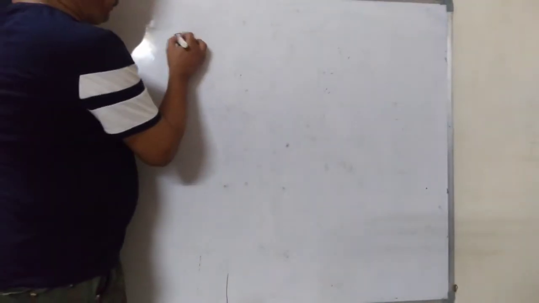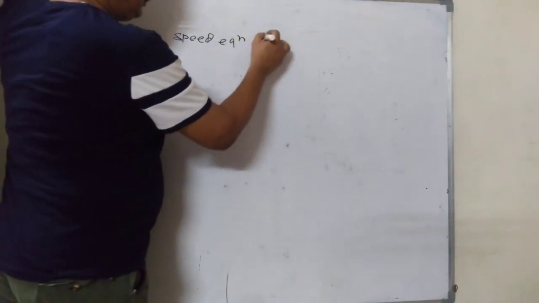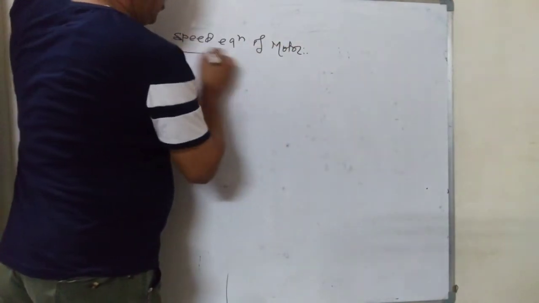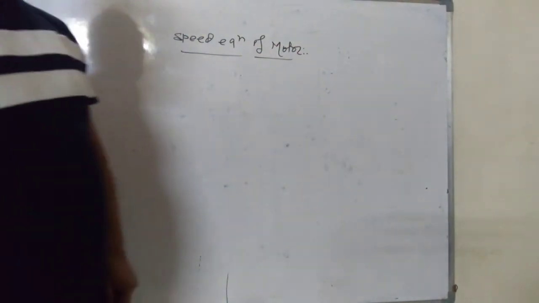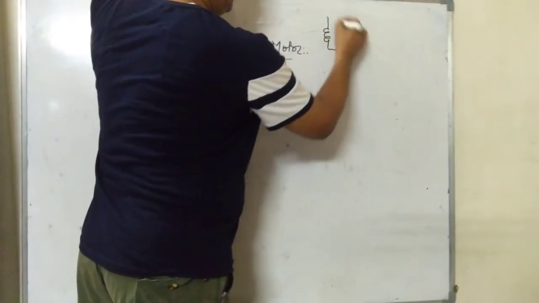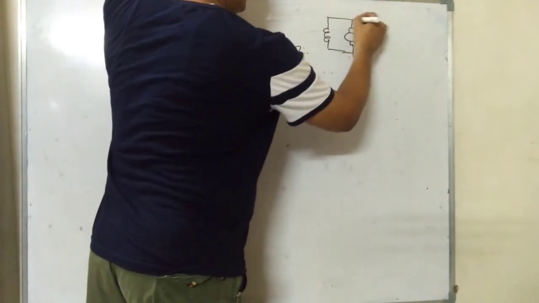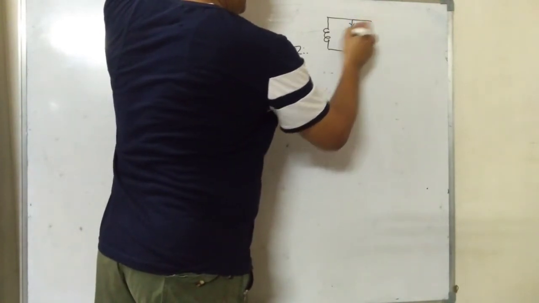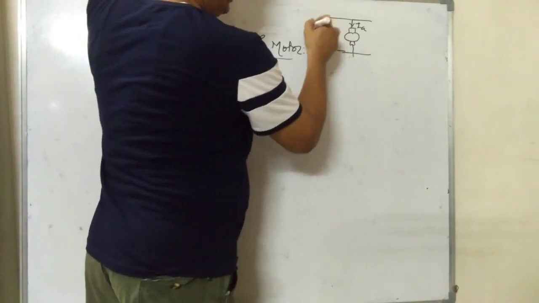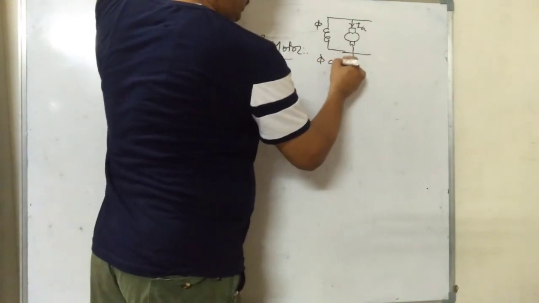Now let us study the speed equation of motor. Here we need to remember two things. In a shunt motor, this is Ia, and flux is generated in the winding. So flux is not dependent on Ia. Phi is constant in shunt motors.